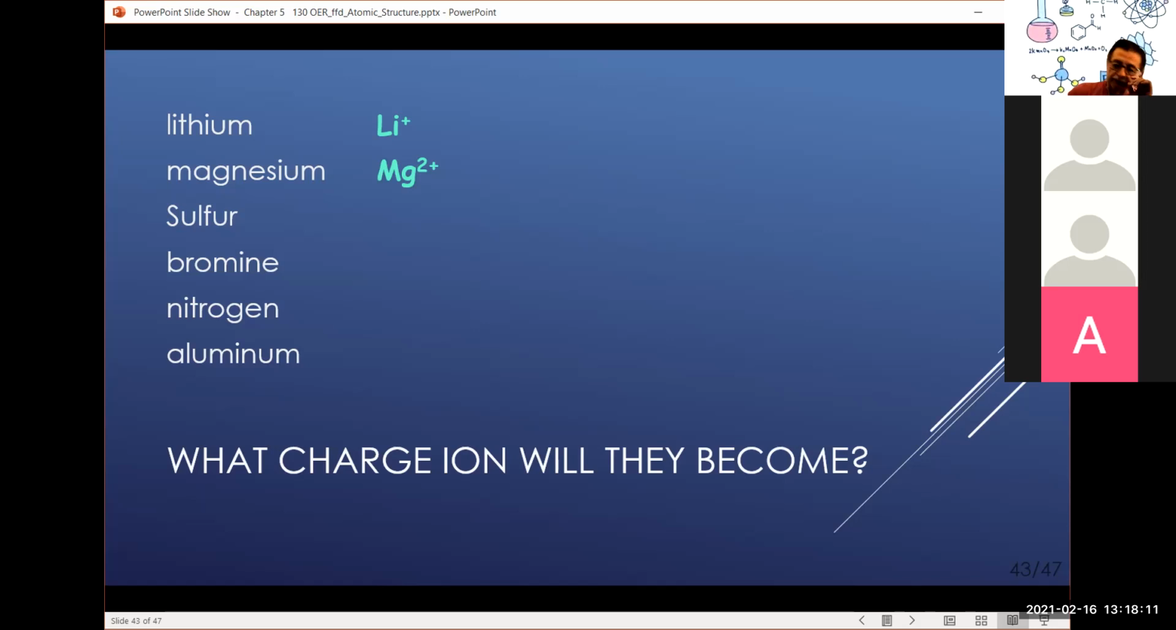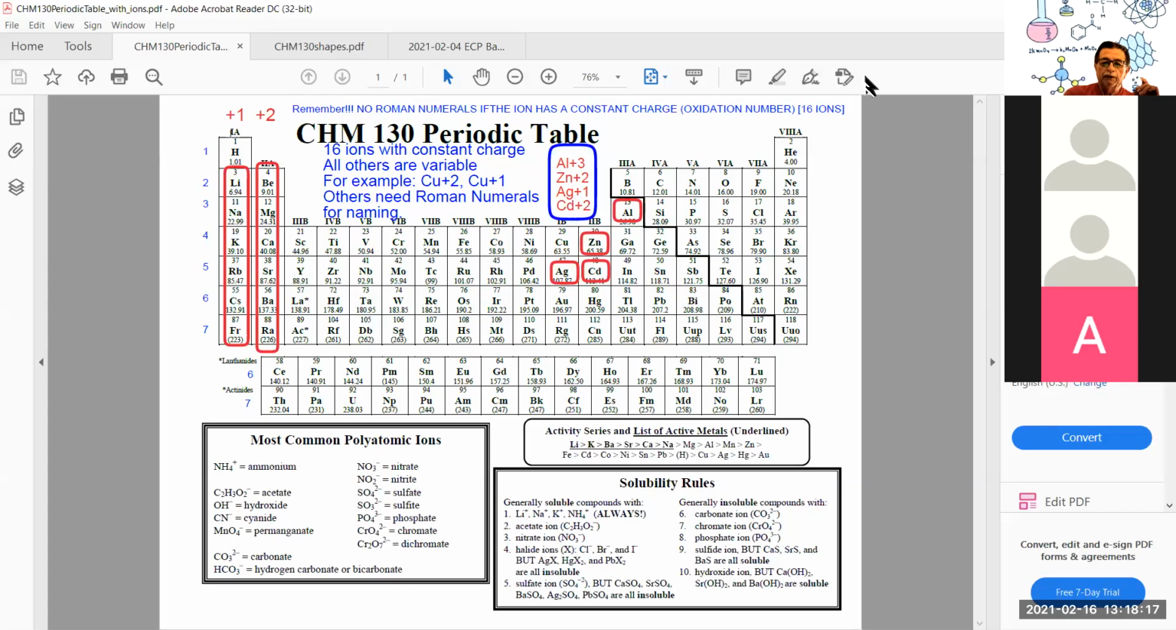All right, the next one, sulfur. Find sulfur in the periodic table. Let's bring up the periodic table and look for sulfur. We'll see here that sulfur is number 16 right there, highlighted in yellow. So we found that in the periodic table.